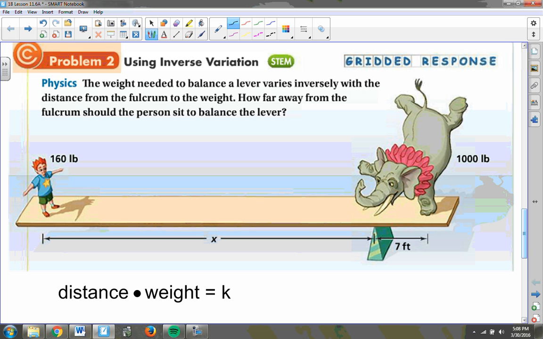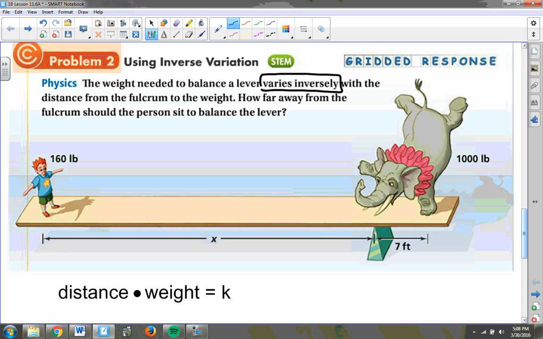The weight that is needed to balance a lever, which is exactly the sort of system we have here, 2 weighted objects on either side of a fulcrum. The weight needed to balance a lever varies inversely, there's our key again, varies inversely, with the distance from the fulcrum to the weight. How far from the fulcrum should the person sit to balance the lever?